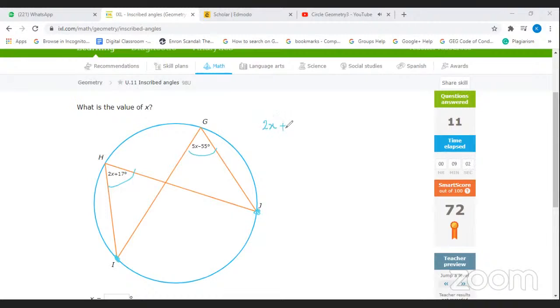So 2x plus 17 equals 5x minus 55. When you collect like terms, 5x equals minus 55 minus 17. So minus 3x here equals minus 72. Yeah, I hope I'm right. Yeah, minus 72. So minus cancels minus. Divide both sides by 3. So x will be equal to 24.